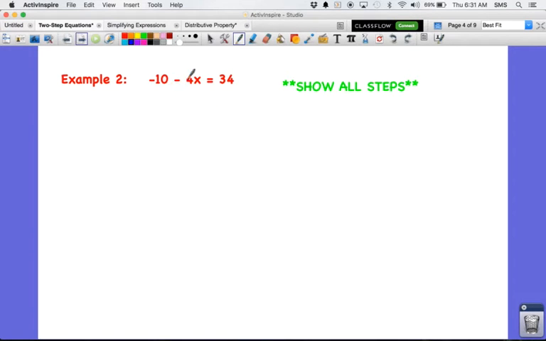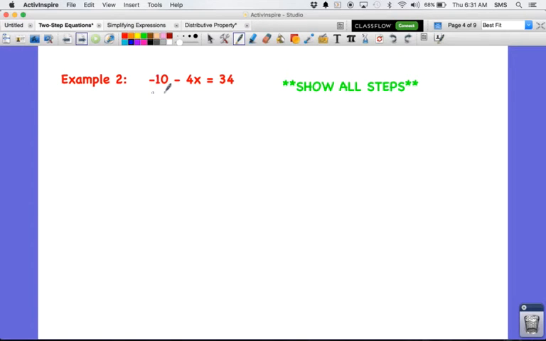Okay, so the first thing I want to do is undo my addition and subtraction. And right away we might say, okay, it looks like this is minus 4x here, so I've got subtraction that I need to get rid of. But this 4 is being multiplied by x. So this is really negative 4 times x. This is not subtraction, this is multiplication.